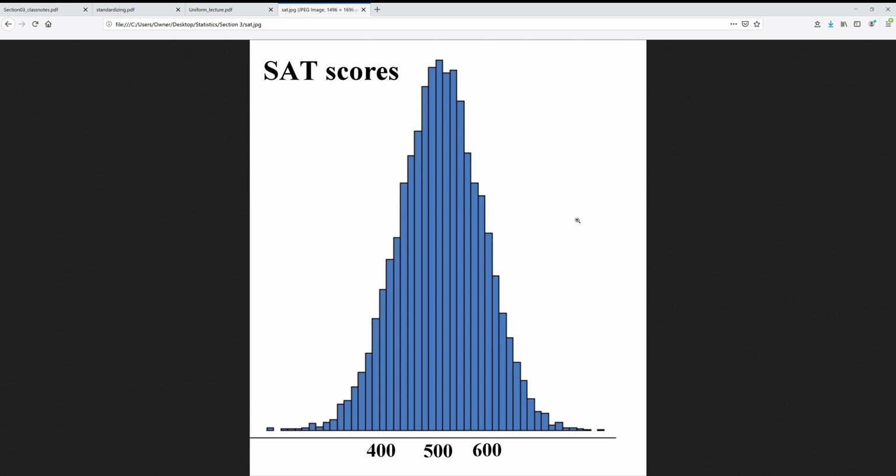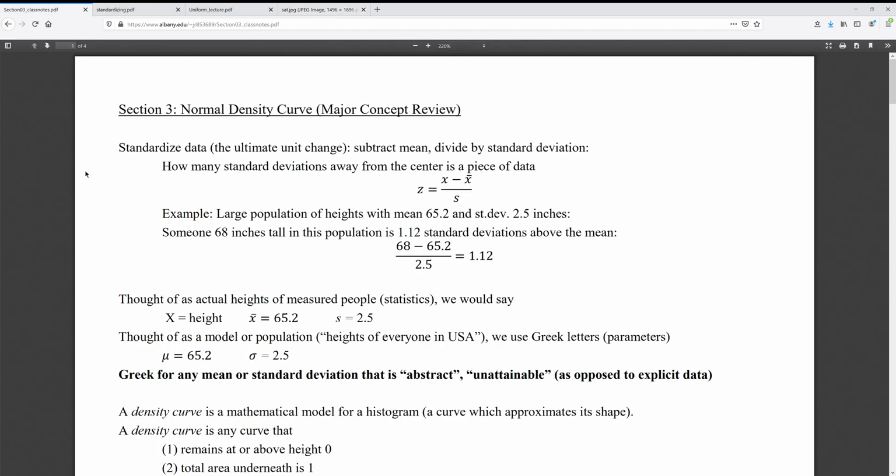If you have a curve that's composed of a lot of bars, then theoretically it could have a reasonably smooth shape, not perfect of course. So we want to talk about the kind of curves that approximate these shapes. However, we do have some background information to go over first, and that's what I'll do in this video. So, Section 3, Part A.